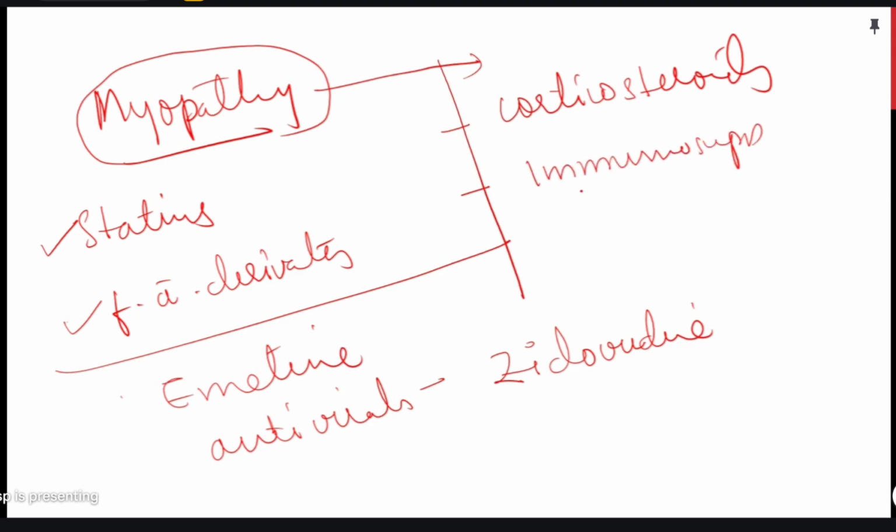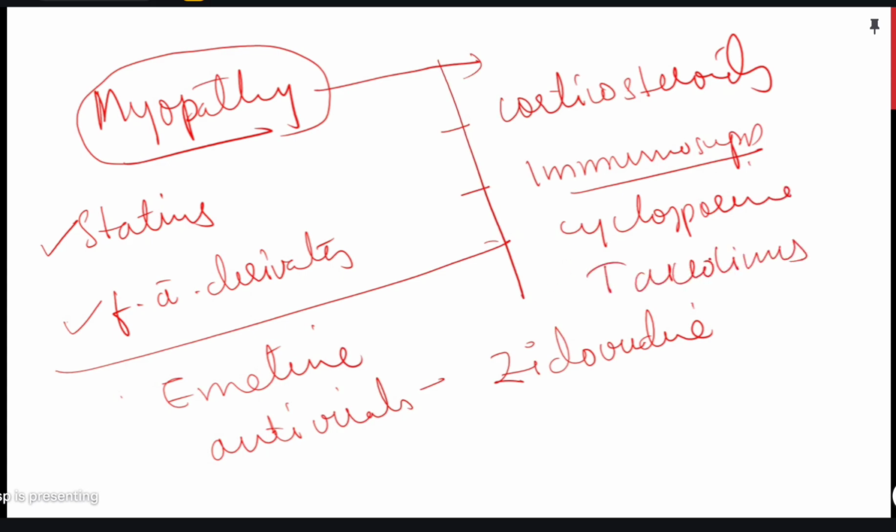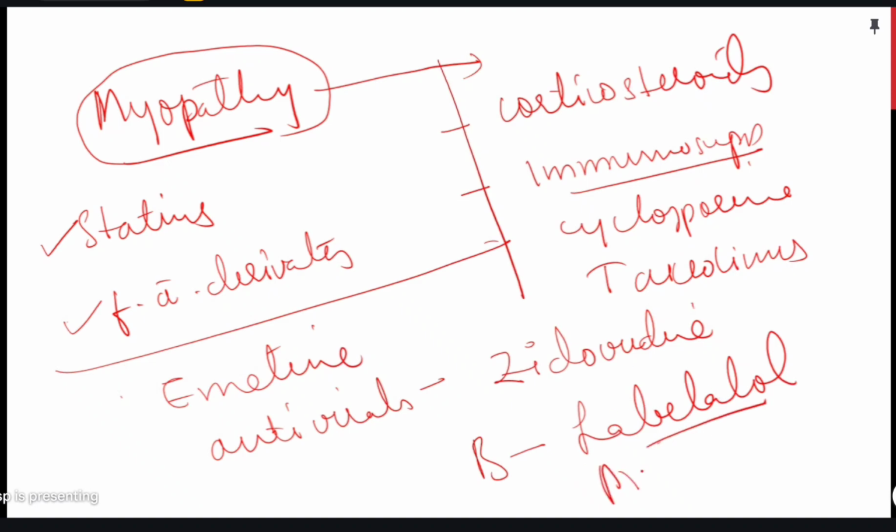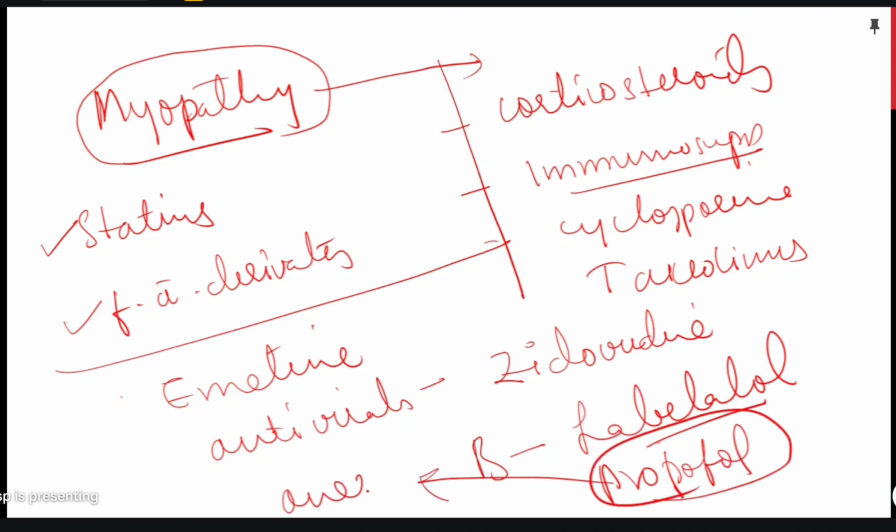Immunosuppressants. In immunosuppressants, we have two very important drugs. One is cyclosporin, and the other one is tacrolimus. These drugs are very important. Sometimes beta blockers. In beta blockers, we have labetalol. Labetalol also can cause myopathy, and sometimes propofol. Actually, propofol is an anesthetic agent, a parenteral anesthetic agent.